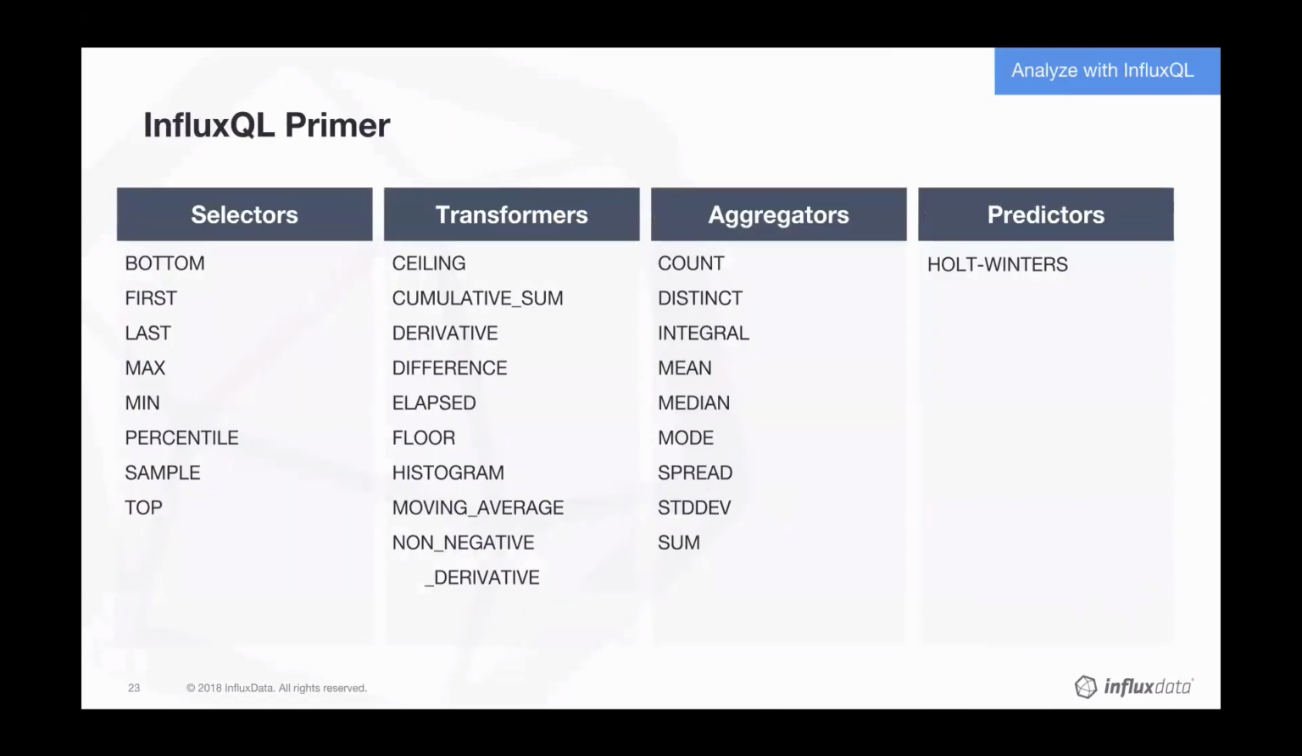There are a lot of InfluxQL functions that you can use. They include selectors, transformers, aggregators, and even a predictor. For selectors, you can select the min, the max, percentile. For transformers, you can do things like cumulative sum or moving average, which is obviously really important for time series, histogram, difference, etc. For aggregators, you can do things like count, standard deviation, spread, median, integral, etc. And out of the box, you can use the Holt-Winters predictor to apply some predictions on your time series data.